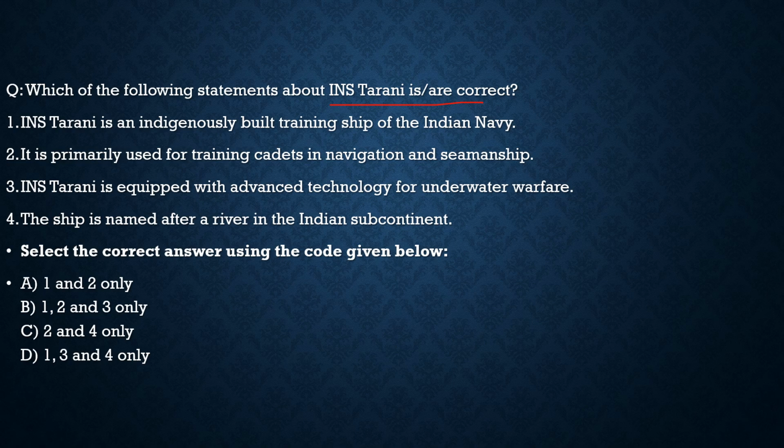It says INS Tarani is an indigenously built training ship of the Indian Navy. Correct. Second, it is primarily used for training cadets in navigation and seamanship. 100% correct. Third, INS Tarani is equipped with advanced technology for underwater warfare. Incorrect. It is not equipped with such technology. Fourth, the ship is named after a river in the Indian subcontinent. It is actually named after an Indian river, not the Indian subcontinent, so this also becomes more broad, and it is incorrect. So with respect to this question, the correct statements are statement 1 and statement 2 only, and from the code given below, the correct code is option A.